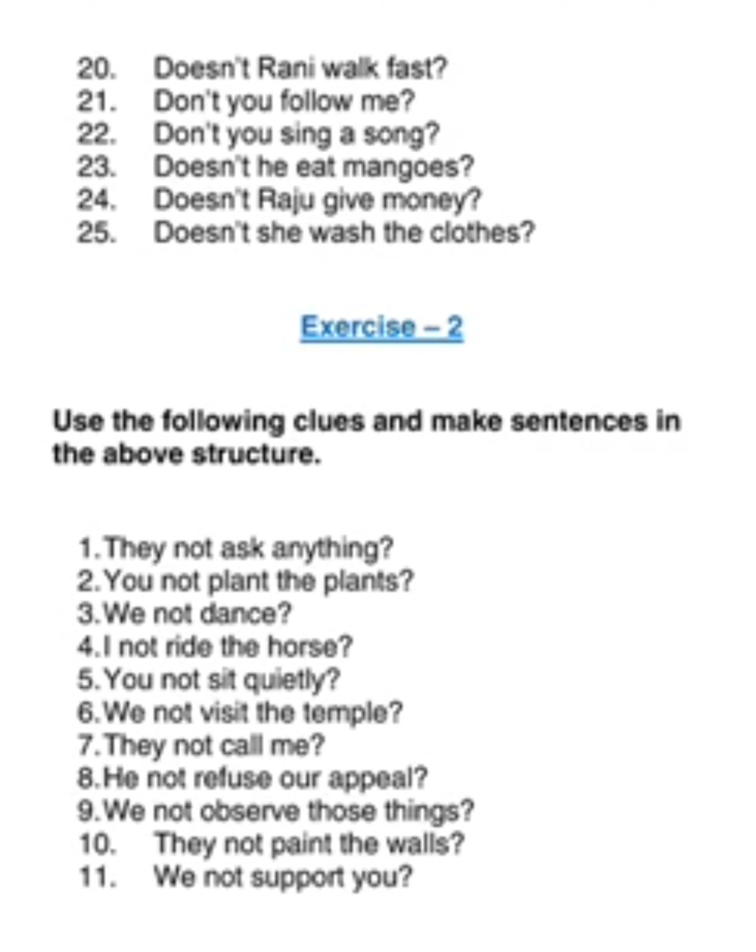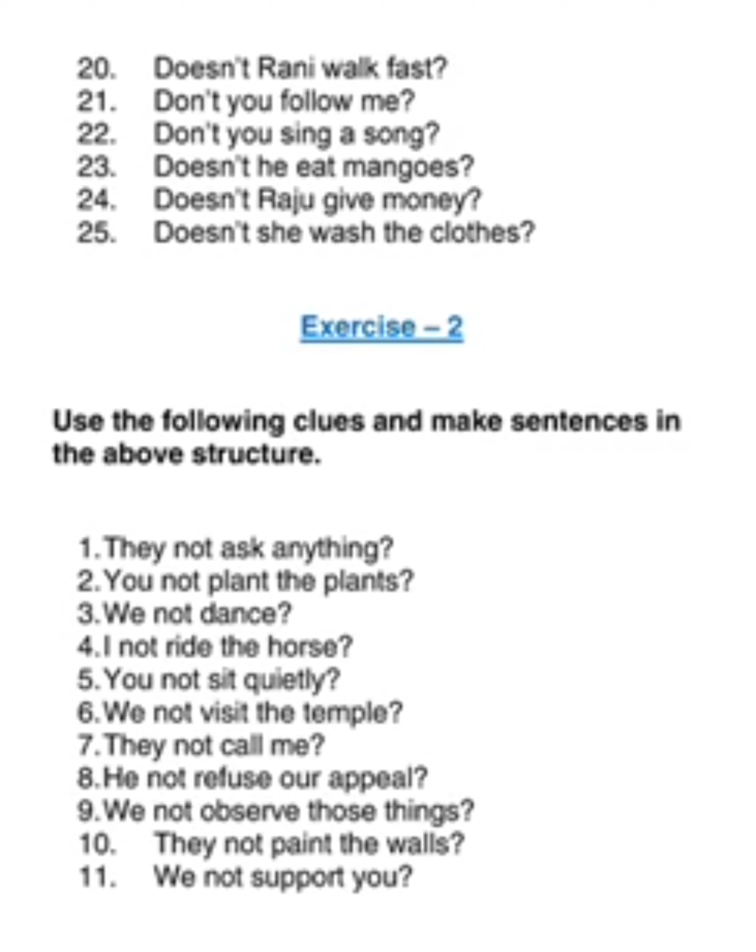Use the following clues and make sentences in the above structure. They not ask anything. There's a first sentence. The clues are they not ask anything, question mark. So if it's they, a negative question should have don't coming before the subject. Don't they ask anything? Second, you not plant the plants. Now let's see how it works. With you, you have do. Do plus not is don't. Bring don't before the you. Don't you plant the plants?